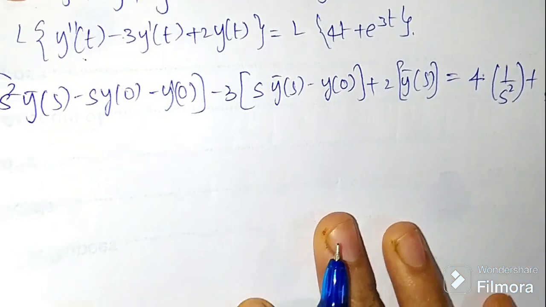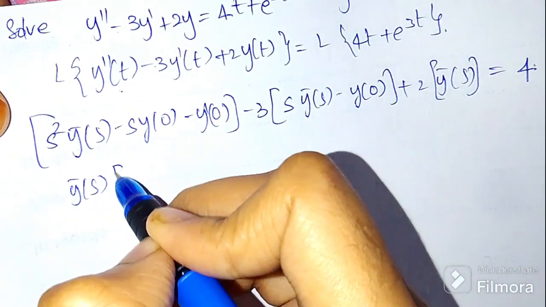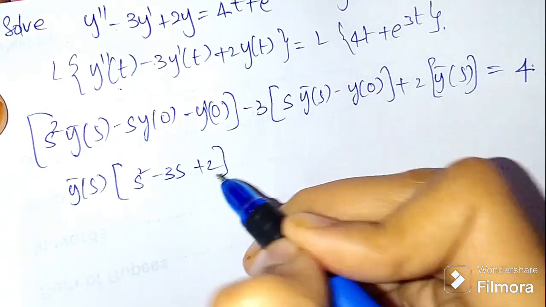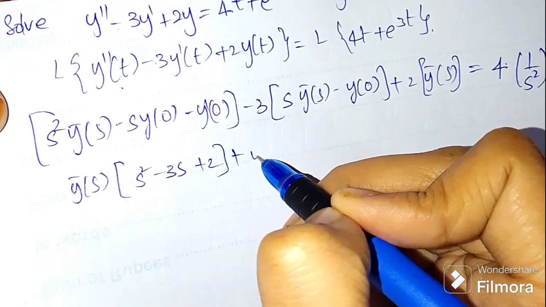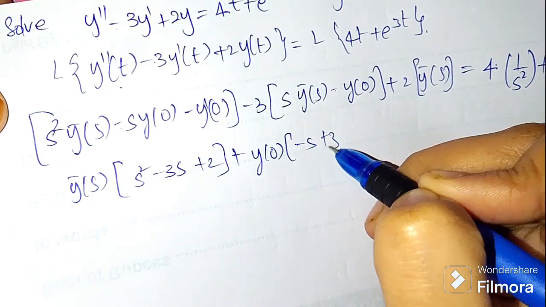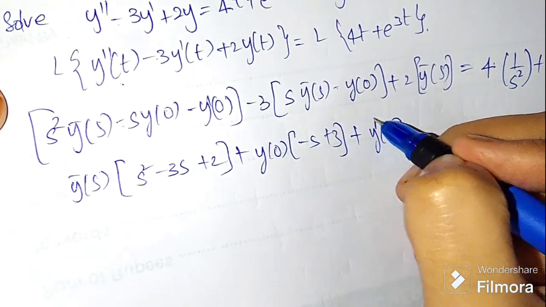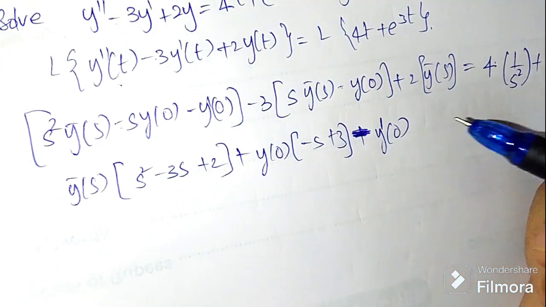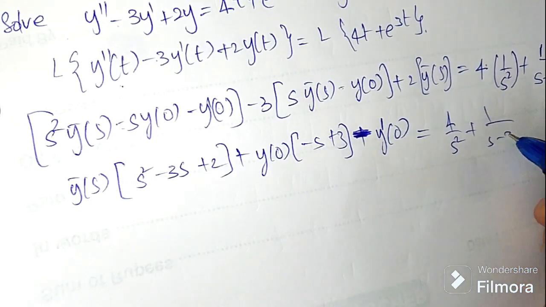Okay, now we should take y bar of s common. I'll get s square minus 3s plus 2. Next I'll take y of 0. So I'll have minus s and plus 3. Next I'll take y dash of 0. How many are there? Only one. Directly I'm writing minus this one. So here I have 4 by s square plus 1 by s minus 3.